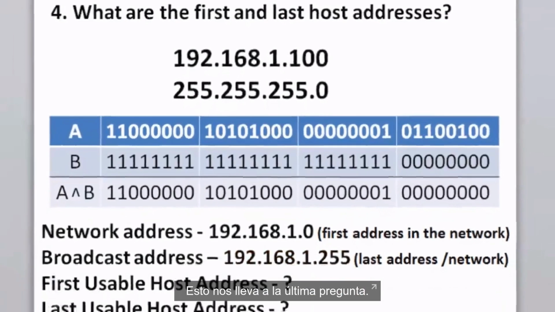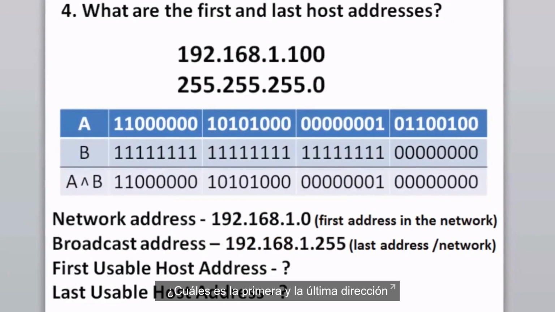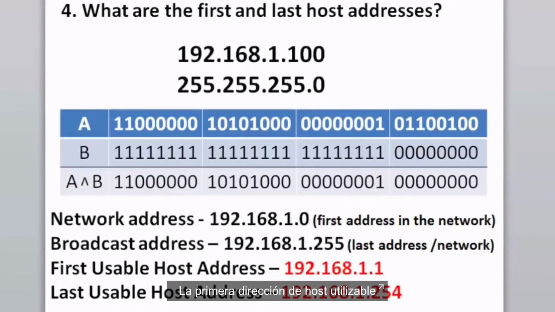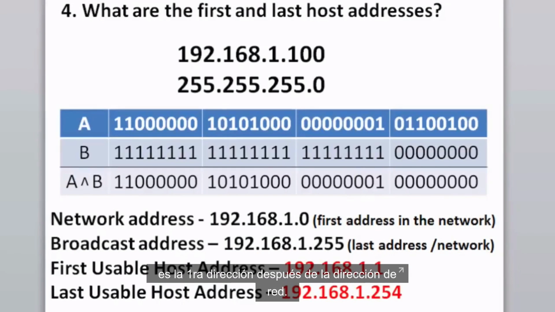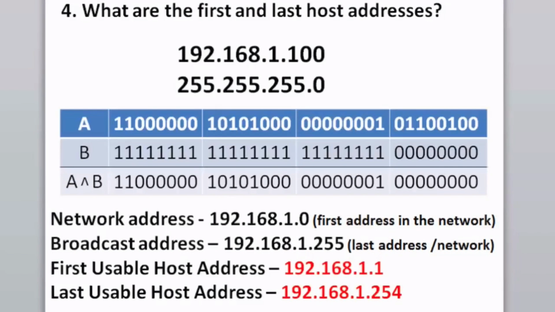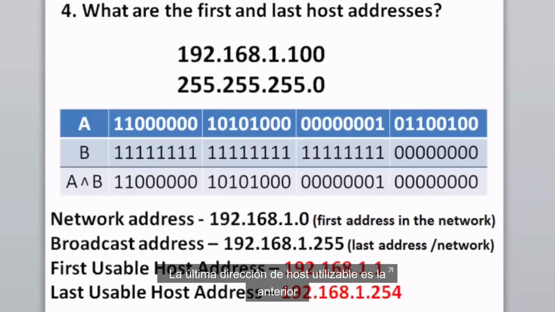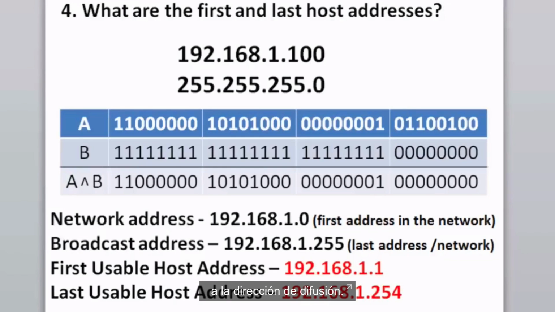This brings us to the last question. What are the first usable and last usable host addresses in the network? The first usable host address in the network is the first address after the network address. So in this case, the network address is 0, so the first usable host address would be 1. The last usable host address is the address prior to the broadcast address. So in this case, the broadcast address is 255, so the last usable host address would be 254.